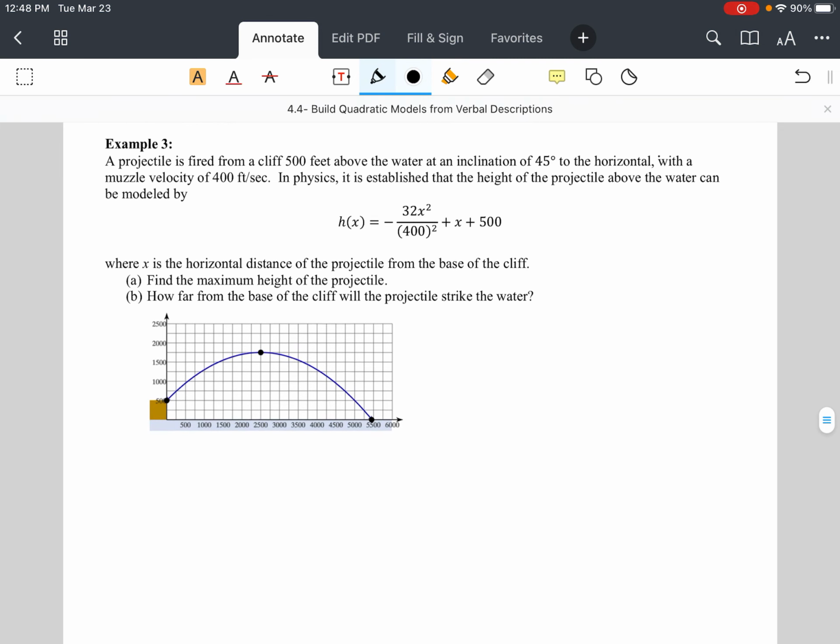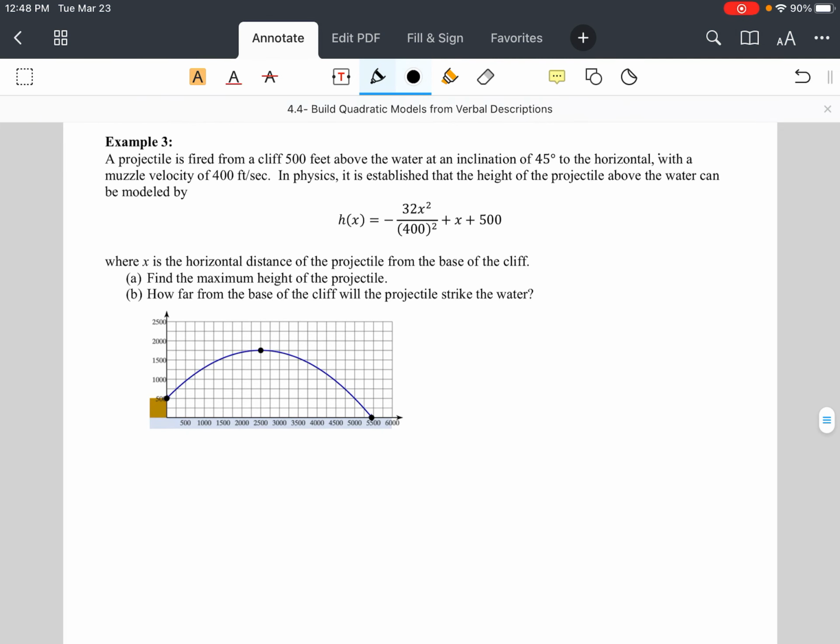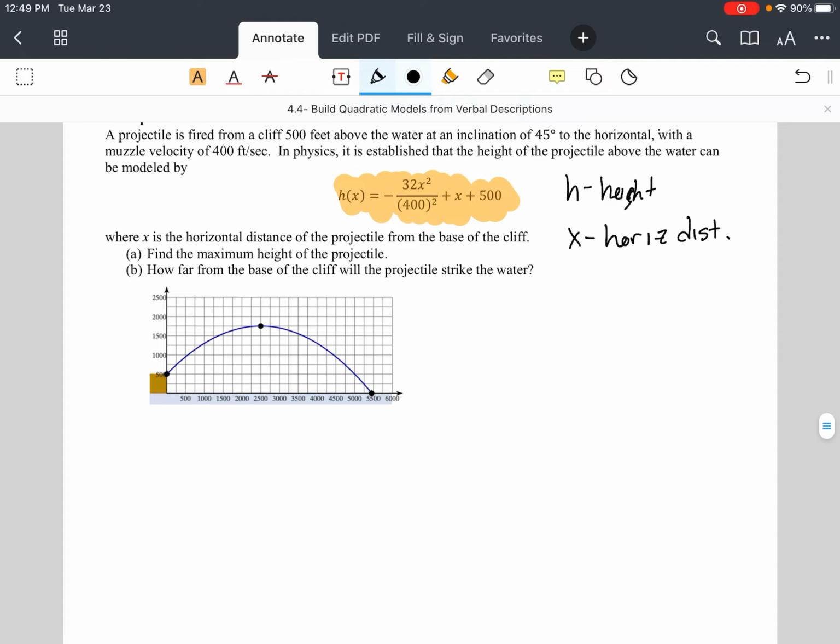It says a projectile is fired from a cliff about 500 feet above the water at an inclination of 45 degrees to the horizontal with a muzzle velocity of 400 feet per second. In physics, it is established that the height of the projectile above the water can be modeled by this equation down here, and this is really where we need to start looking, where x is the horizontal distance of the projectile from the base of the cliff. So let's break this down. h represents the height of the ball, and x represents the horizontal distance.